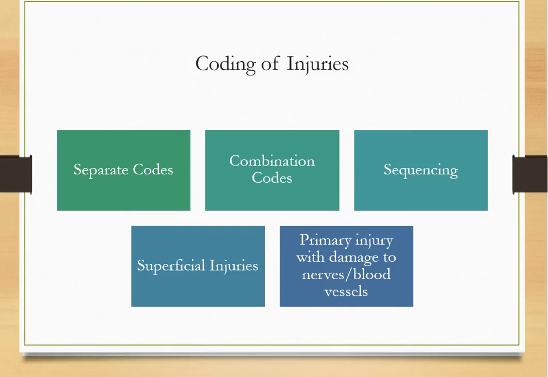Superficial injuries such as abrasions or contusions are not coded when associated with more severe injuries of the same site. When you have primary injuries that are with damage to nerve and blood vessels, there are some sequencing rules. The primary injury is sequenced first with an additional code or codes for injuries to nerves and spinal cords and or injury to blood vessel. When the primary injury is to the blood vessel or nerves, that particular injury should be sequenced first. Whoa, that was a lot.